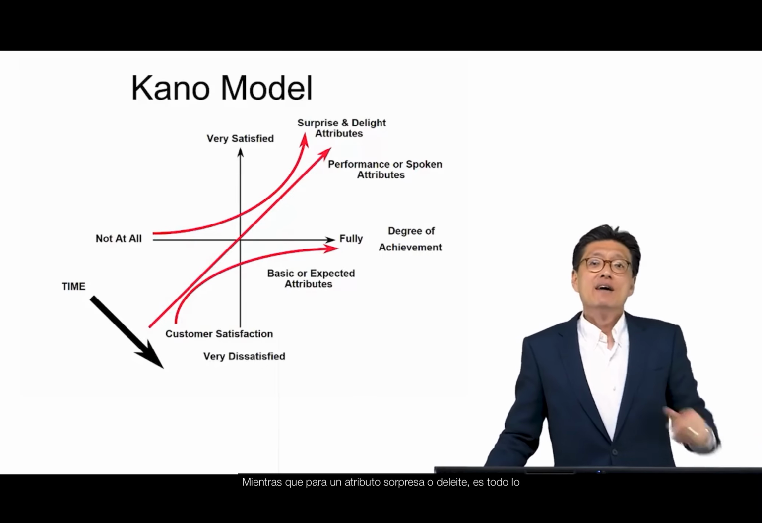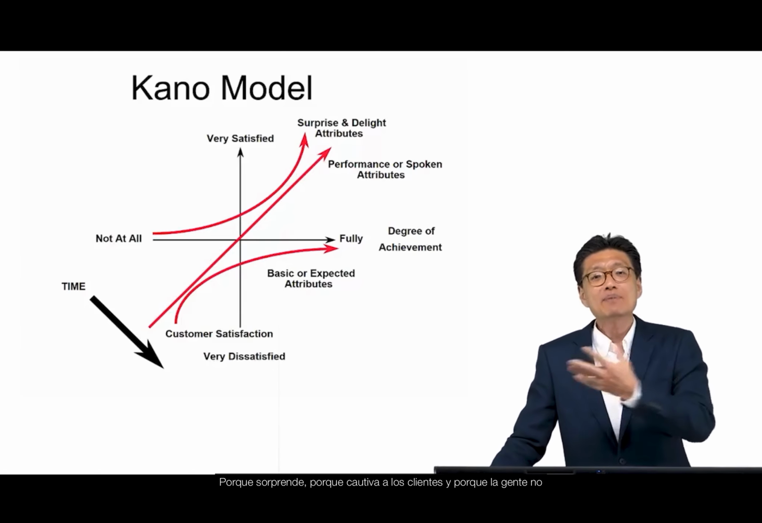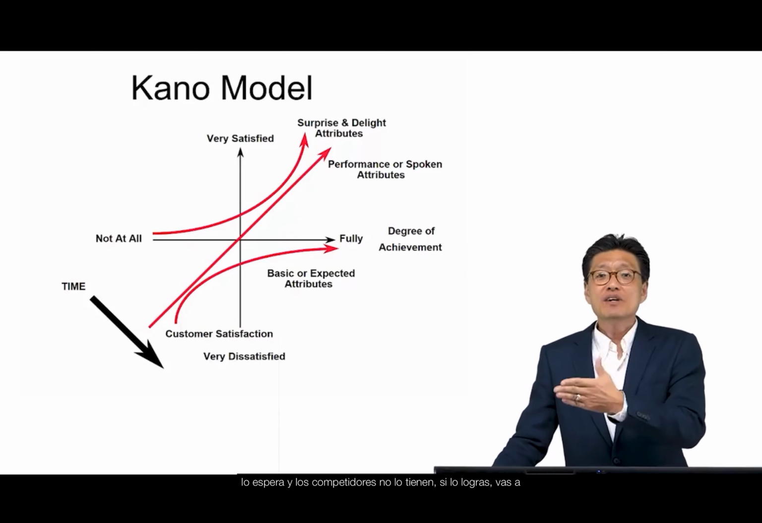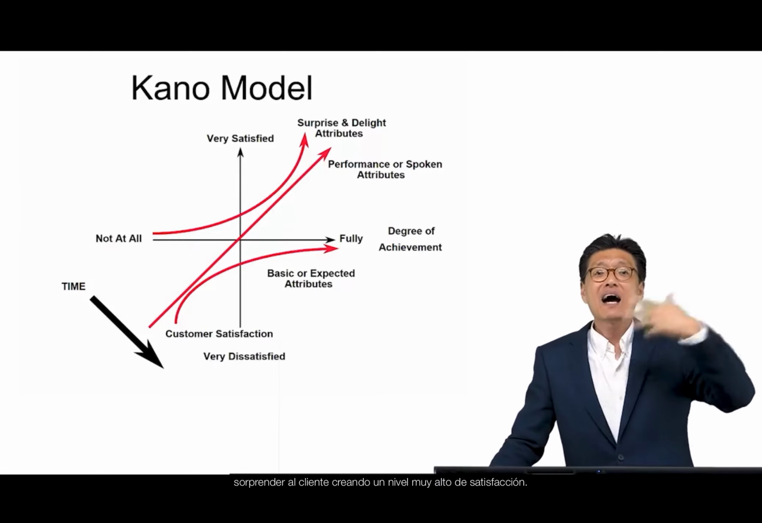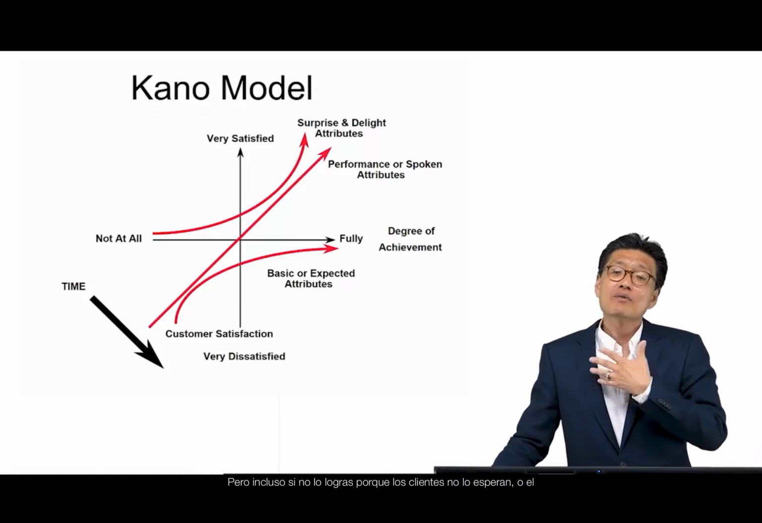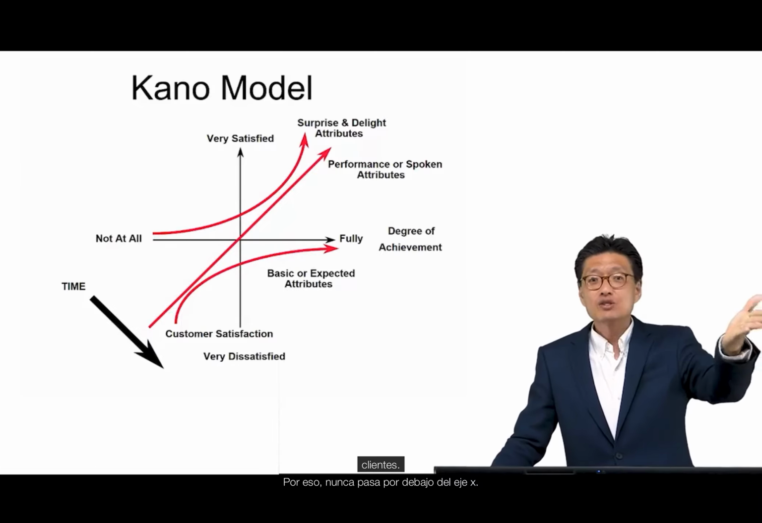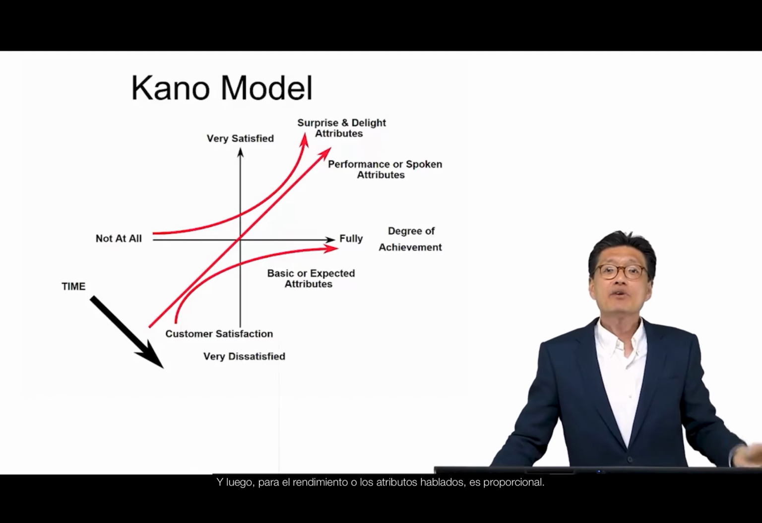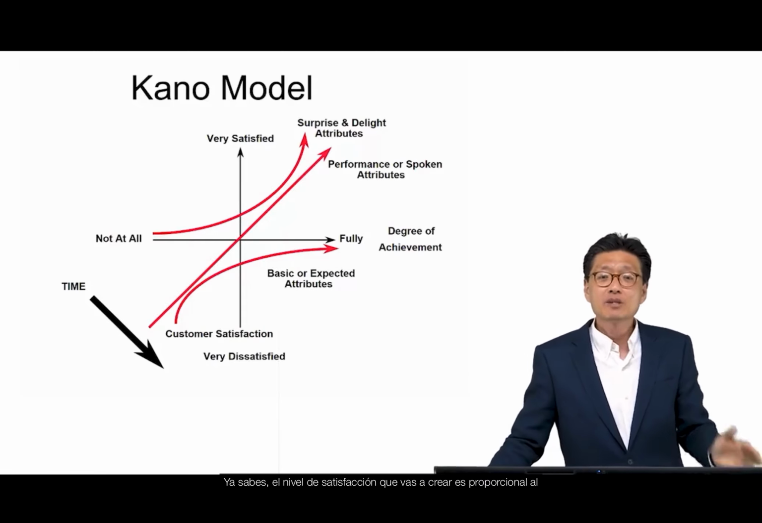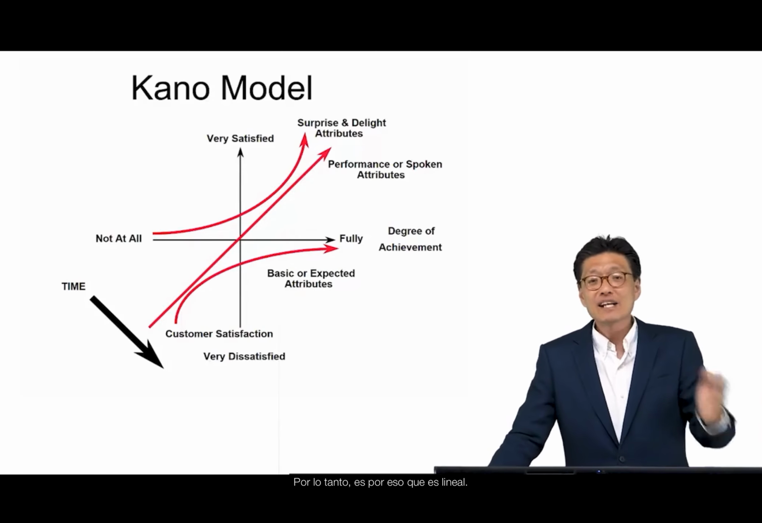Right? Whereas for a surprise or delight attribute, it's the opposite. Because it wows the customers, and because people don't expect it and competitors don't have it, if you do achieve it, you're going to wow the customer by creating a very high level of satisfaction. But even if you don't achieve it, because customers don't expect it or competitors don't have it, you're not going to disappoint customers. That's why it never goes below the x-axis. And for performance or spoken attributes, it's proportional. The level of satisfaction you create is proportional to the level of achievement and to the level of not achieving. Hence, it's linear.